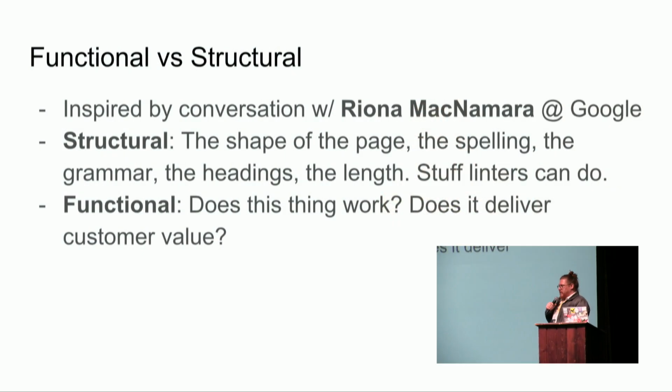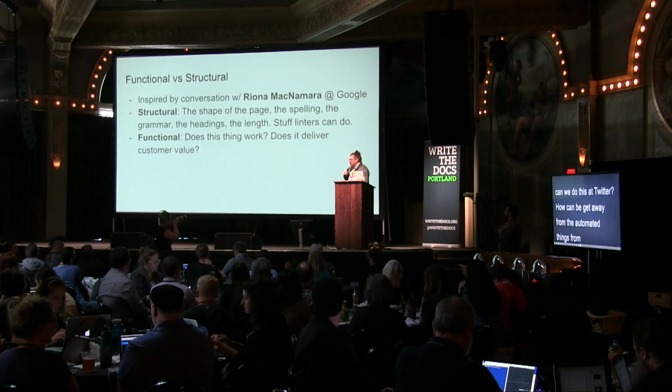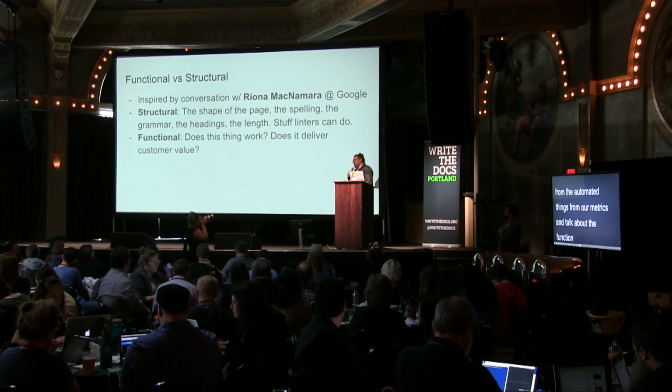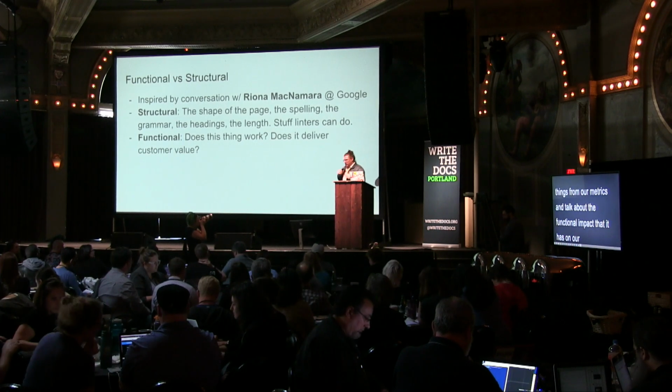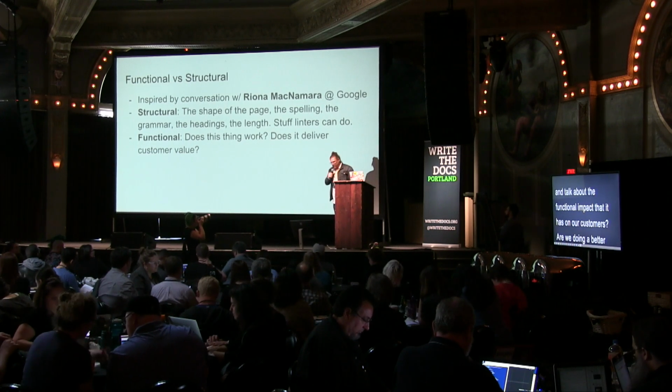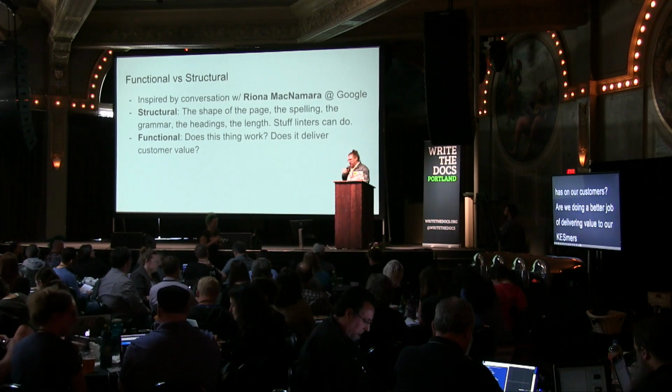I was at Write the Docs EU, and I was talking to Riona McNamara at Google, and they're experimenting with some things there, and they got my brain turning, and I said, well, how can we do this at Twitter? How can we get away from the automated things that linters do, like spelling, grammar, headings, length of a document for our metrics of quality, and talk about the functional impact that it has on our customers? Are we doing a better job of delivering value to our customers? Does this thing even work?